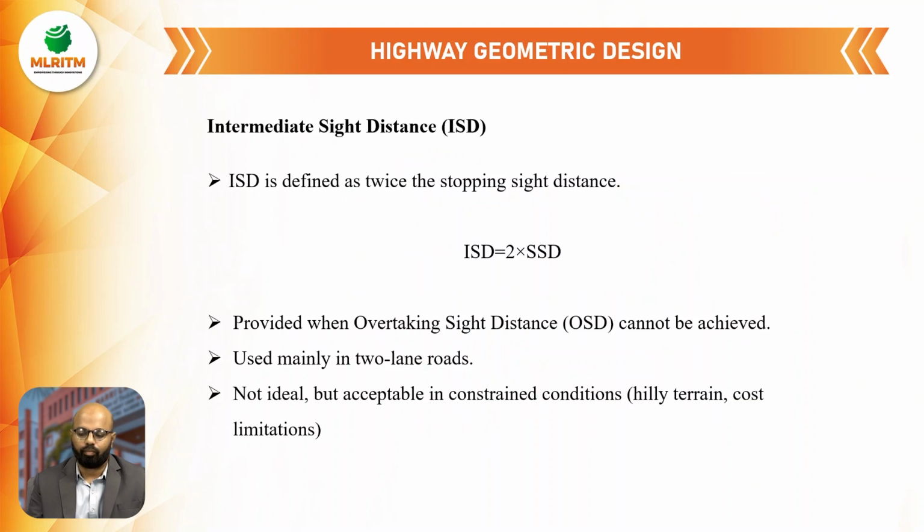Next is intermediate sight distance. Intermediate sight distance is defined as twice the stopping sight distance. It is a direct formula, but how is it used? The intermediate sight distance will be used when the overtaking sight distance cannot be provided at a particular location, especially in constrained conditions, that is, hilly conditions and cost limitation conditions. The intermediate sight distance will be mostly used on two-lane roads.